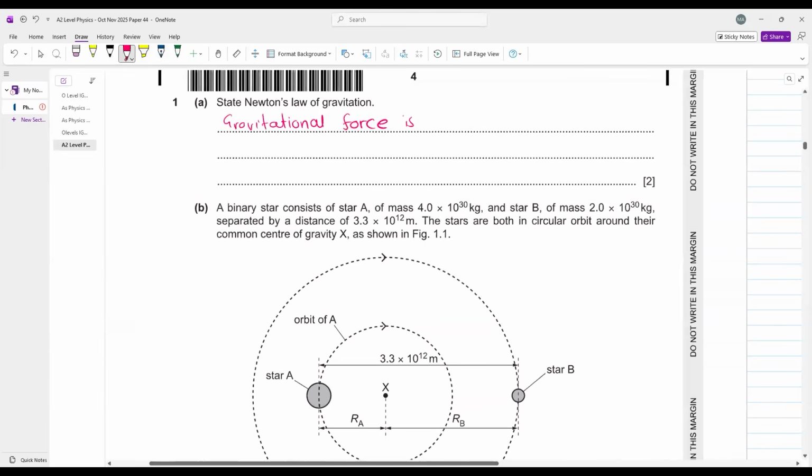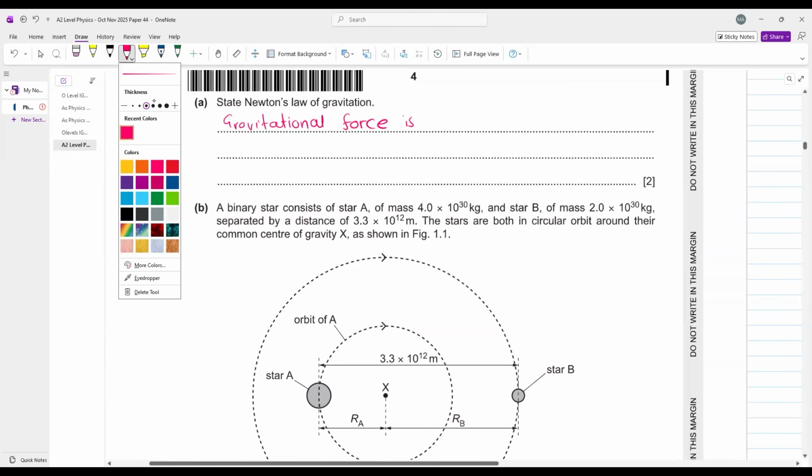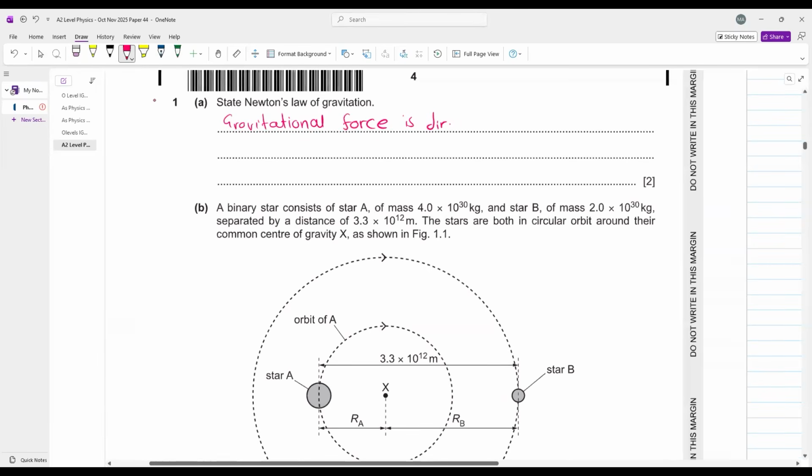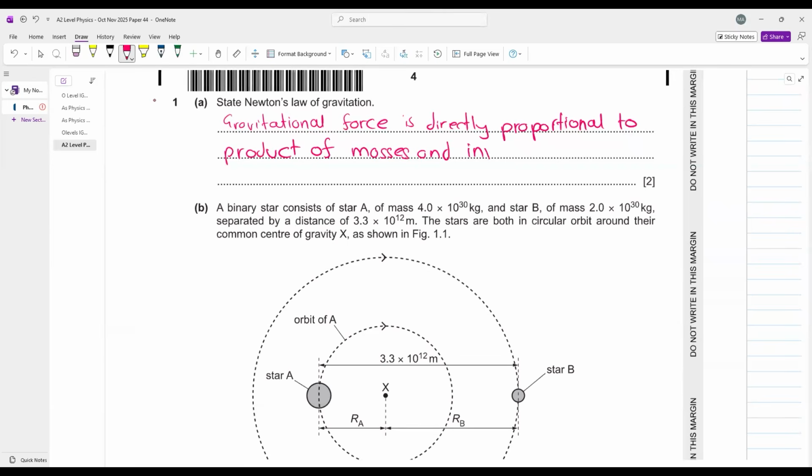Gravitational force is directly proportional to the product of masses and inversely proportional to the square of separation between the masses. Simple. Easy peasy. Let's move ahead.